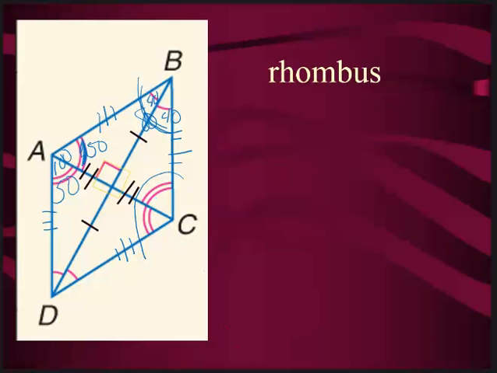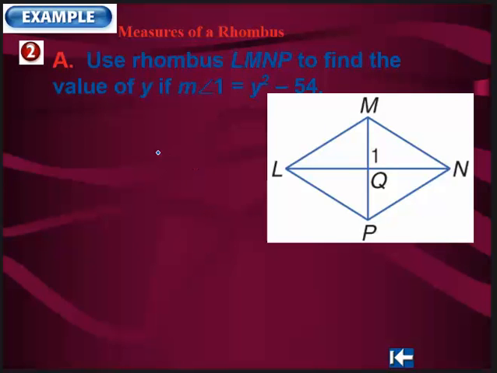Okay, let's do another one. We're trying to find y if angle 1 is y squared minus 54. Okay, that square, don't let that freak you out. Let's just work the problem the way we know it and see what happens. So if angle 1 is y squared minus 54, and I look here and I see that this is angle 1 right here, what do I know about the measure of that angle 1? Because this is a rhombus and these diagonals are perpendicular, I know that they make a right angle. So I can set this equal to 90 degrees.